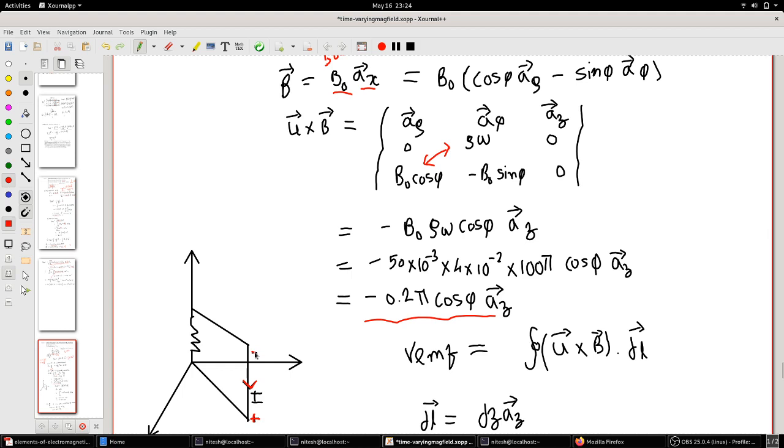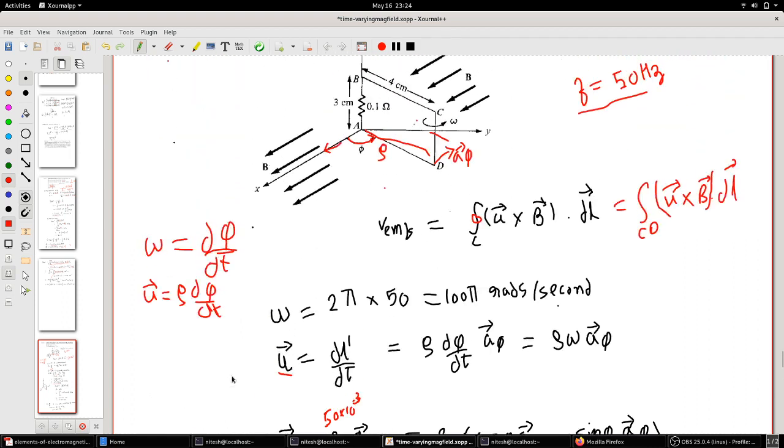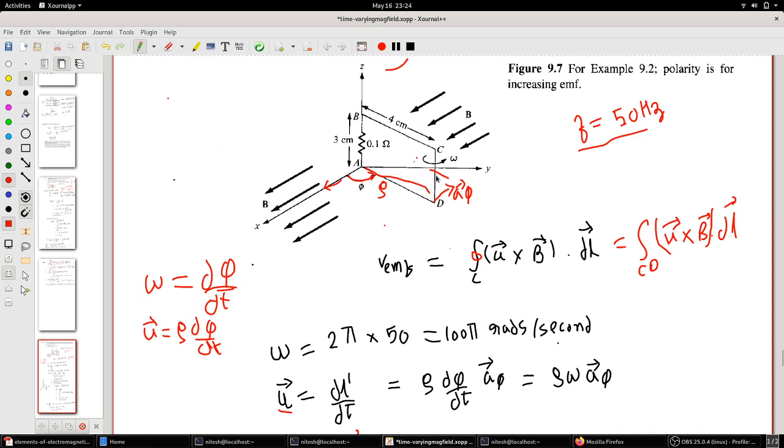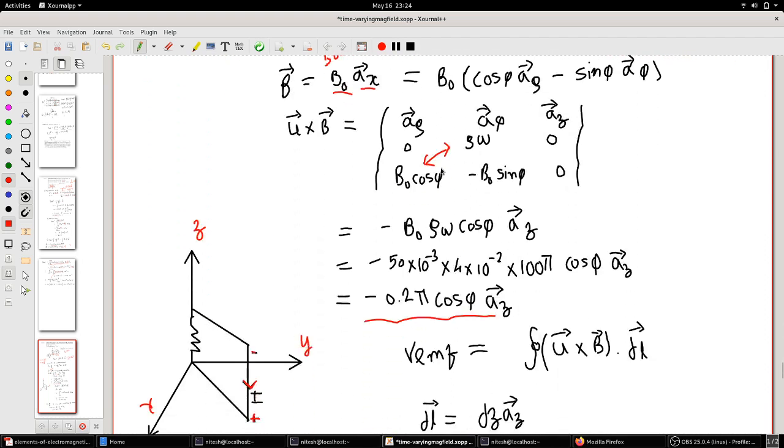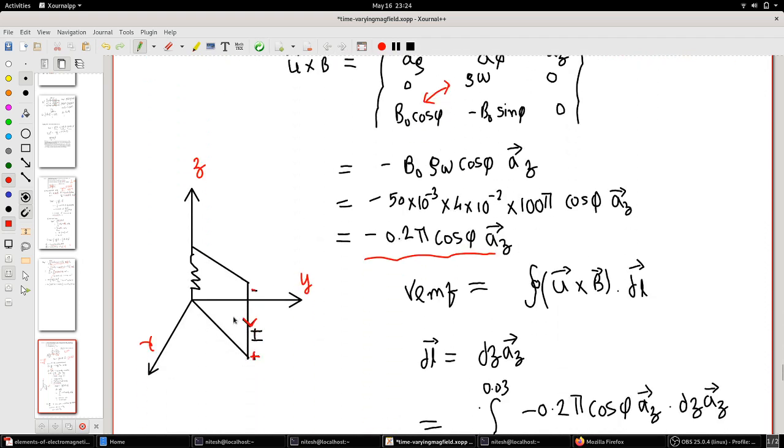Another thing is DL. This is my Z, this is my X, this is my Y. So this is the same diagram as this one here, a similar one. This is the direction of my U cross B, which is the minus AZ direction in this loop, right? So now DL will be given as DZ AZ. The limits of the integration will be opposite to the direction of the current, right? So this is my direction of current.